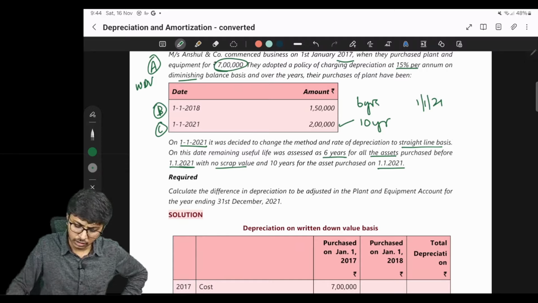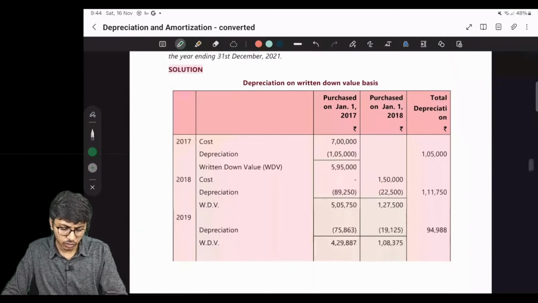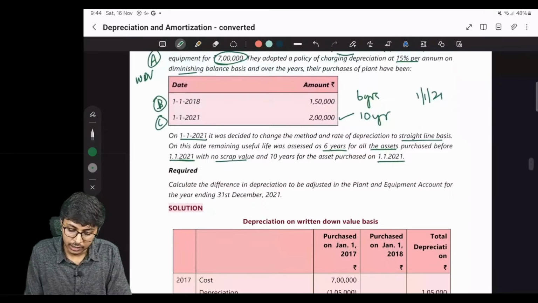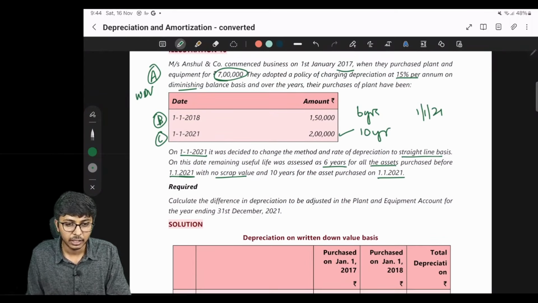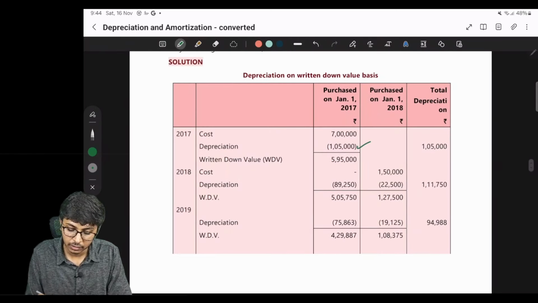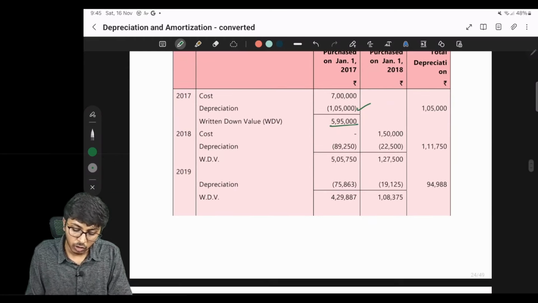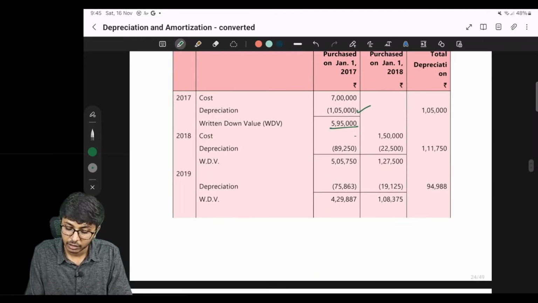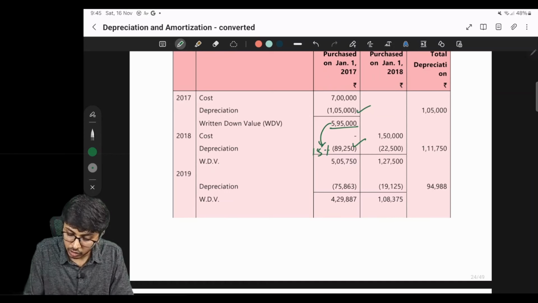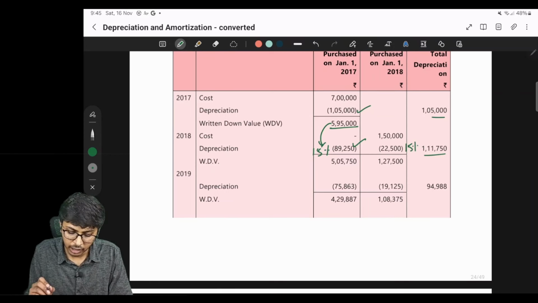We'll quickly see how they have calculated this. They are telling, see, you purchased one asset on 1st January 17 for 7 lakhs. For that you provide depreciation by the WDV method, at 15%, which is 1 lakh 5,000. Now you bought one asset on 1st January 2018 for 1 lakh 50. For this also you provide 15%. The total depreciation they've calculated here, that's not a problem.